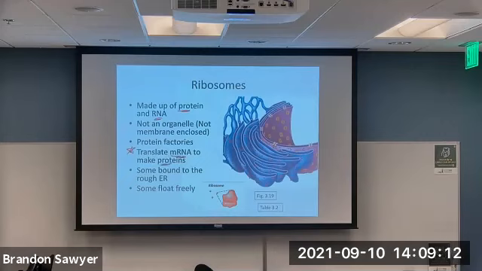Some of these are bound right to this part of the endoplasmic reticulum, and that's where it gets its name as the rough ER, because it looks rougher with all these little ribosomes bound to it. And then some are just floating around freely in different parts of the cell, so proteins can be made in different places. All right, so that's ribosomes.